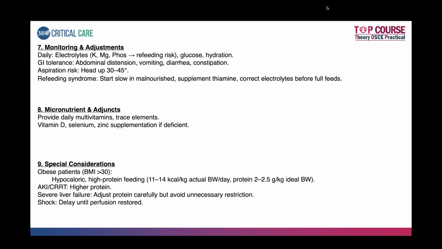Special considerations in obese patients, that is BMI more than 30, you go with the hypocaloric, high protein feeding. That is 11 to 14 kilocalories per kg of the actual body weight and the protein of 2 to 2.5 grams per kg ideal body weight. And in AKI and CRRT, you can go with higher proteins.